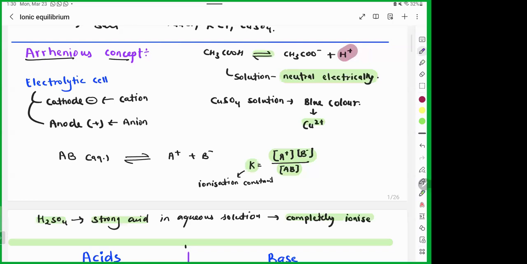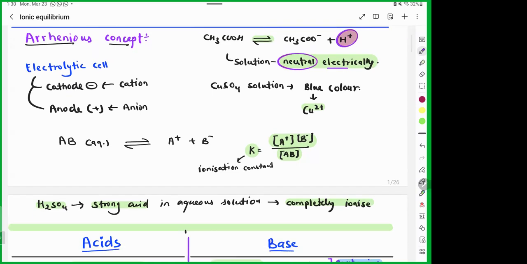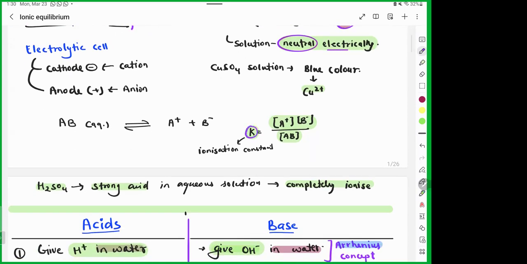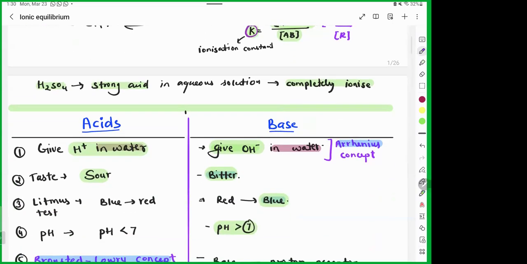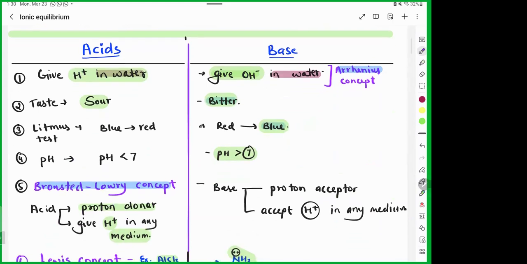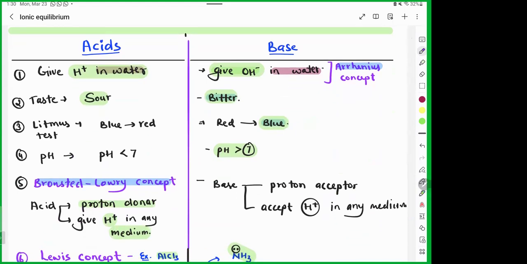Okay, Arrhenius concept. Whenever we read about the Arrhenius concept, acid will release H positive ion and base will release OH negative ion. Overall, the solution will remain electrically neutral. And whenever you calculate the ionization constant, you know it is product by reactant. So, the difference between acid and base: according to Arrhenius, acid gives H positive in water, base gives OH negative in water.